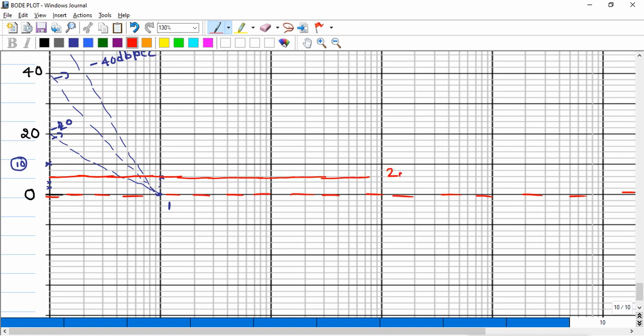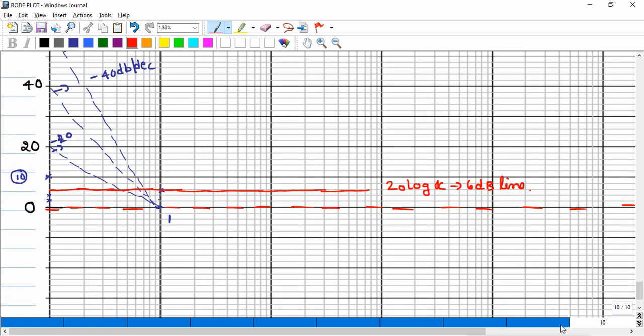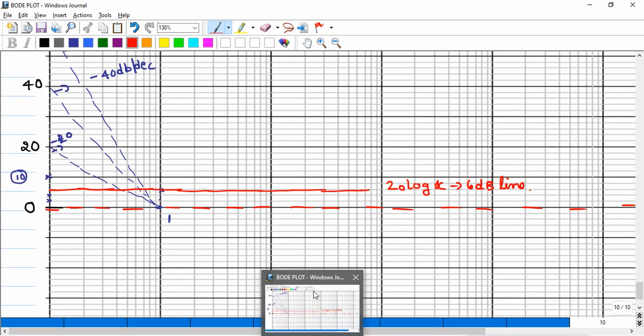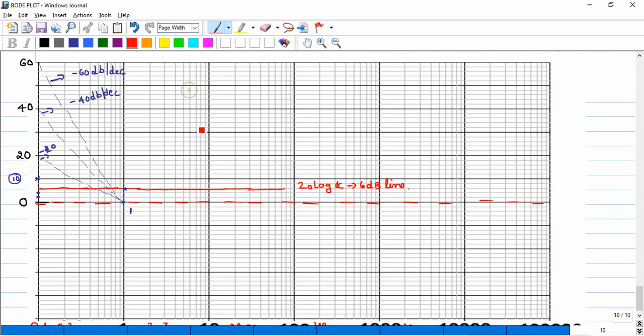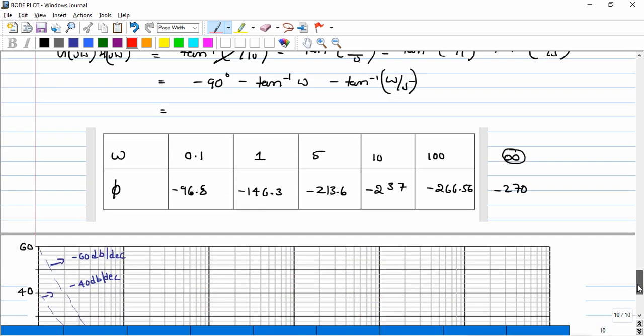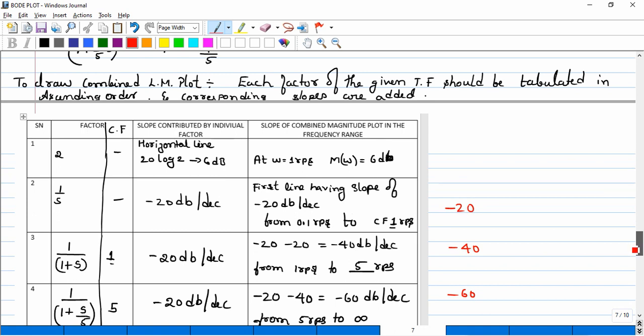So this we call as 20 log k, nothing but the 6 dB line. Okay, that will be our first step. Next, by considering the second factor. So the second factor is 1 by s and the slope is minus 20 dB per decade.